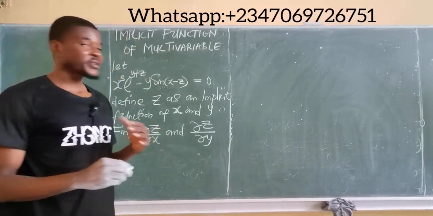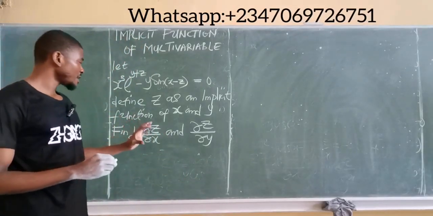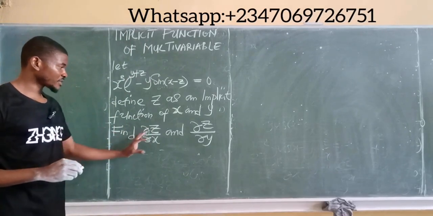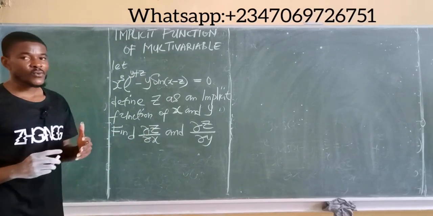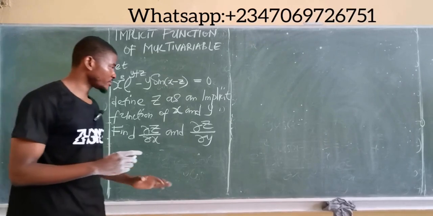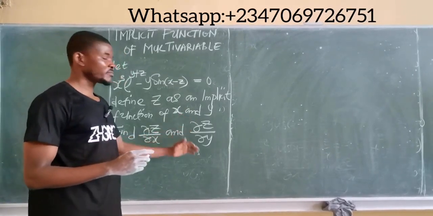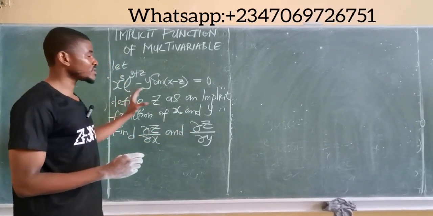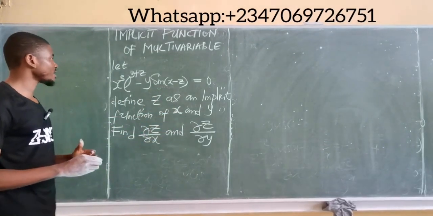Welcome. In the previous video, we did this problem and solved the first part of it, which is partial z partial x. Now we are going to solve the second part of this problem, which is simply obtaining partial z partial y for this given implicit function. Let's try it and see.